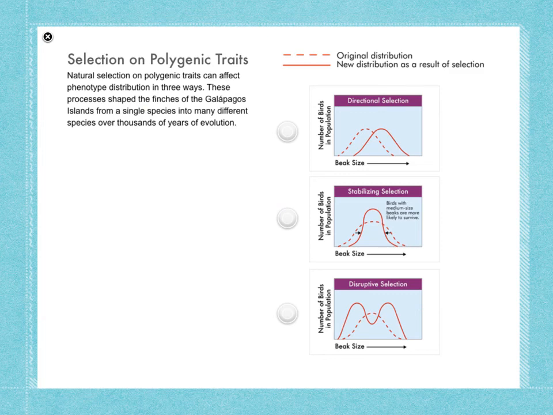So here in the middle, we see stabilizing selection. Again, the dotted line represents the original distribution, and we see that that middle solid line is going to represent the more likely to survive, and it definitely favors those in the middle. You can see the two ends are coming in, the middle is extended up.